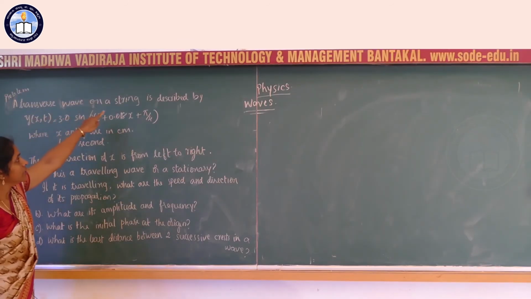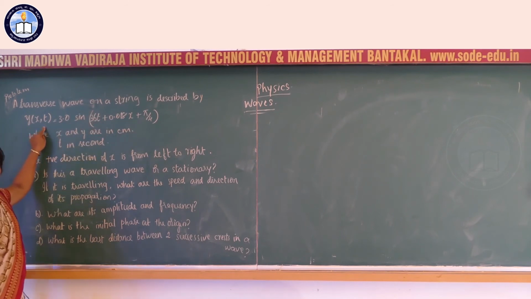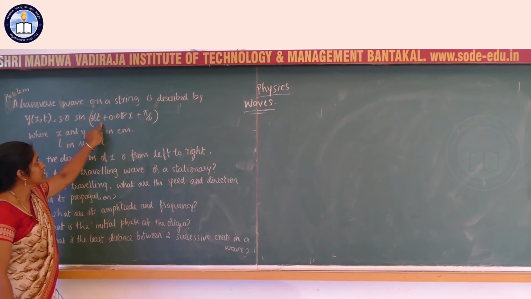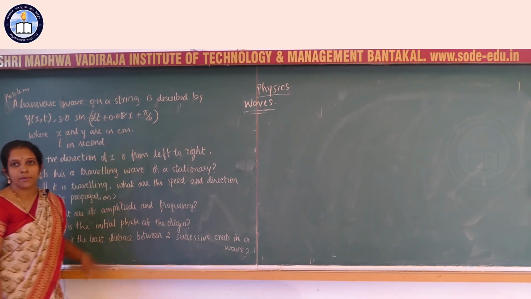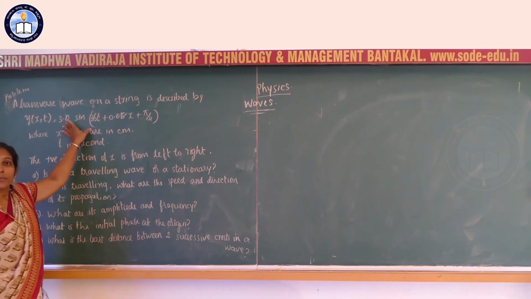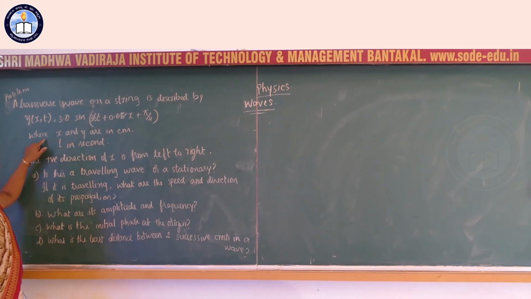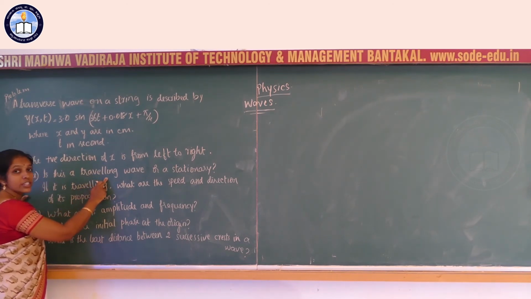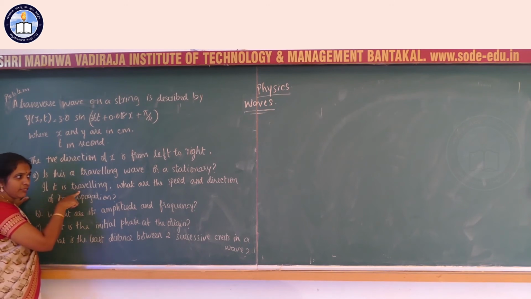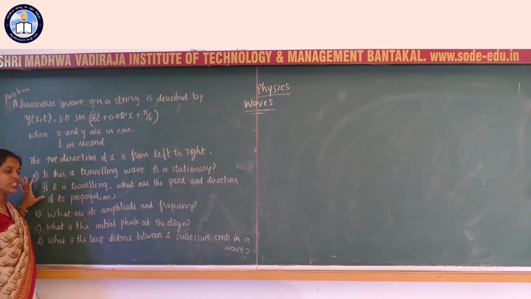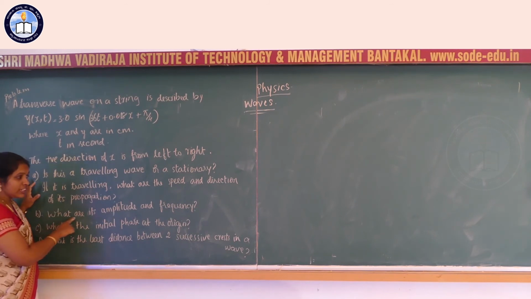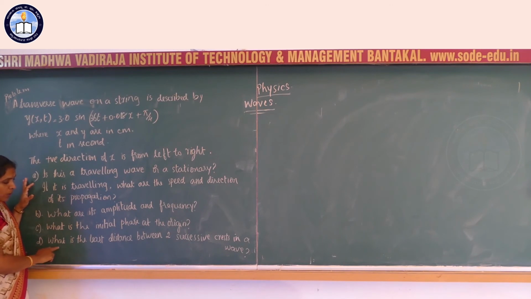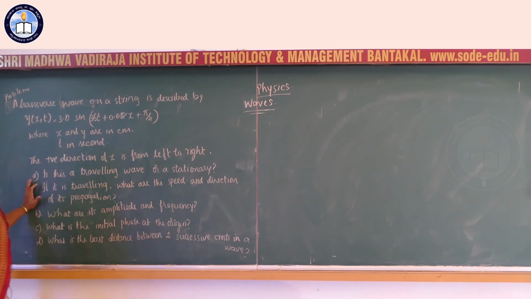A transverse wave on a string is described by y of x comma t is equal to 3.0 sin of 36t plus 0.0180x plus pi by 4. This is the equation of a progressive wave. Here it is asked to calculate: is this a traveling wave or a stationary wave? If it is a traveling wave, what are the speed and direction of its propagation? Then, what are its amplitude and frequency? What is the initial phase at the origin? Also, what is the least distance between two successive crests in a wave?